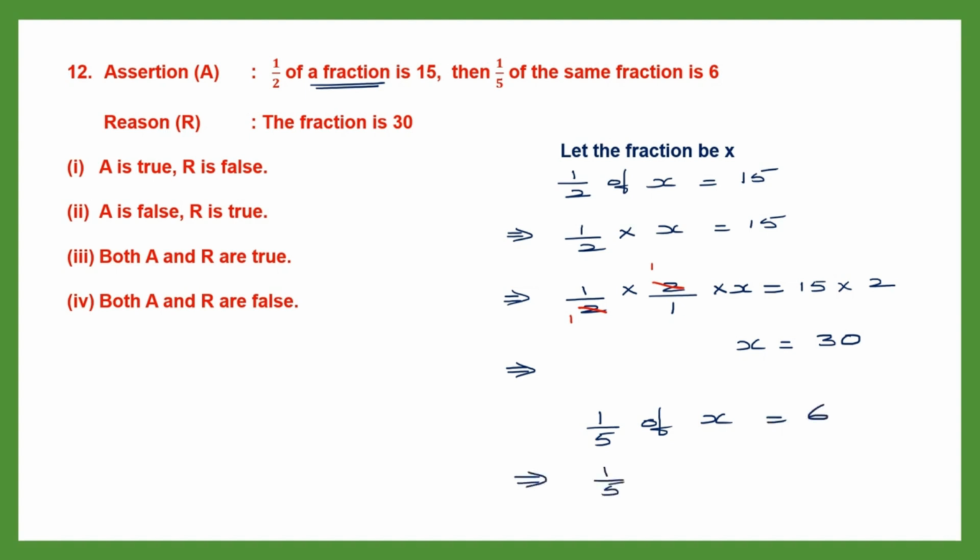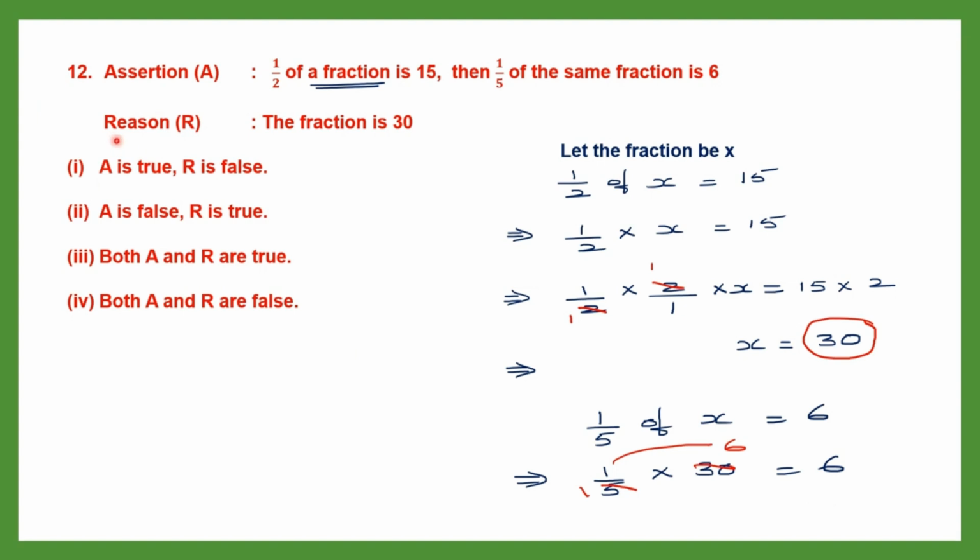1 by 5 of x, and we just found x to be 30. How much is that? Let's cancel and see. 5 ones are 5, 5 sixes are 30. So 1 into 6 is 6. That means this is correct. Assertion is correct. So we have found that the fraction is 30, and when we worked it out, we found out that 1/5 of 30 is 6. So assertion A is true.